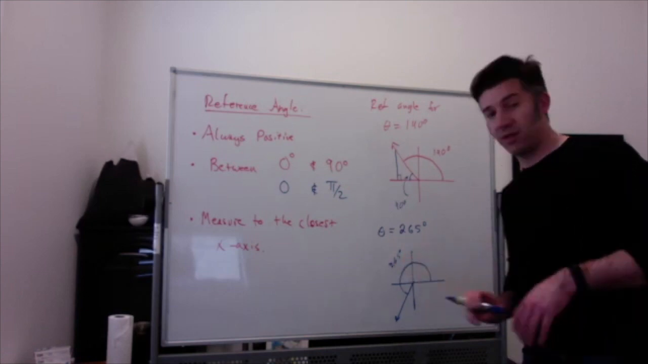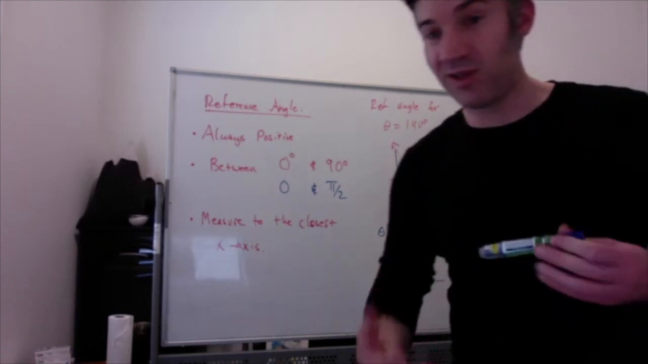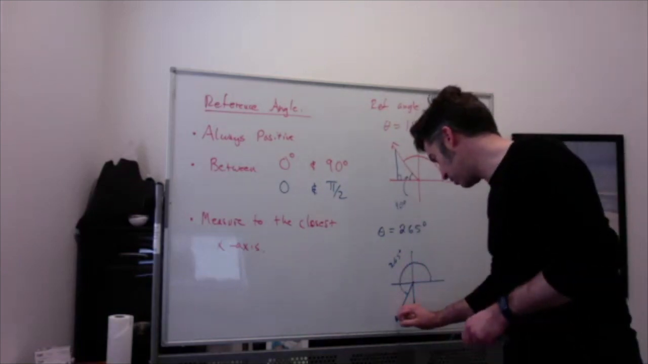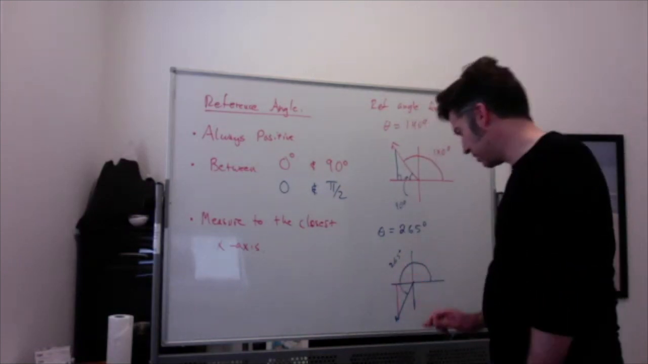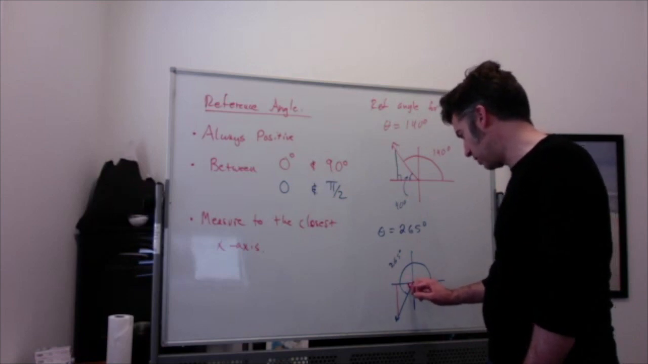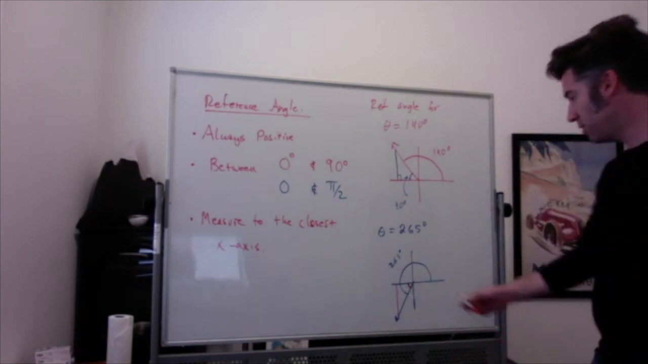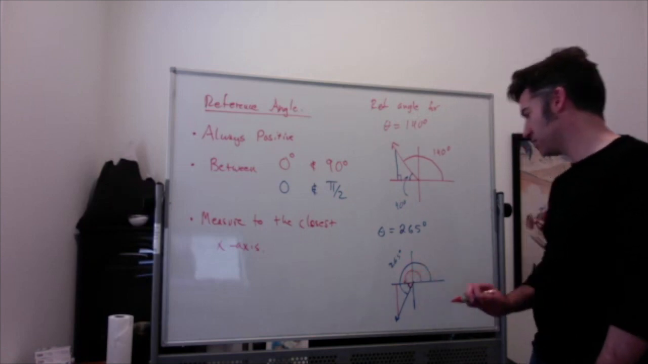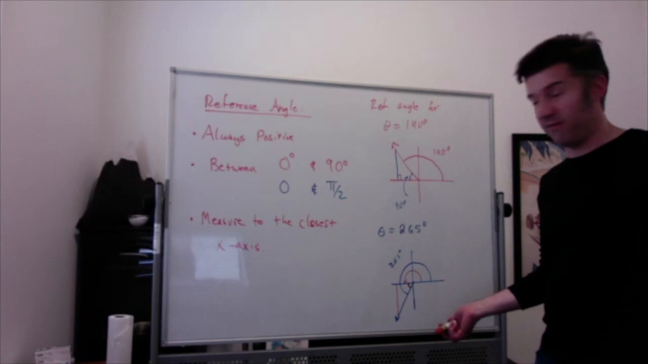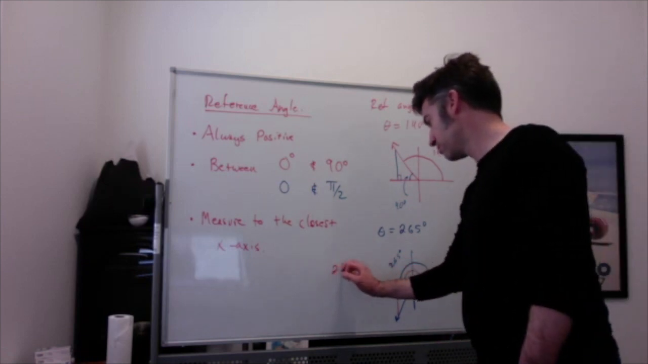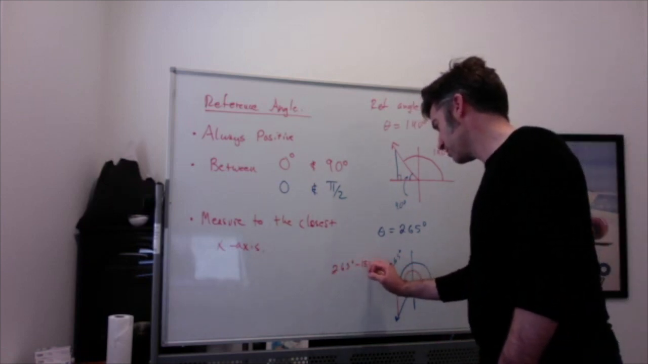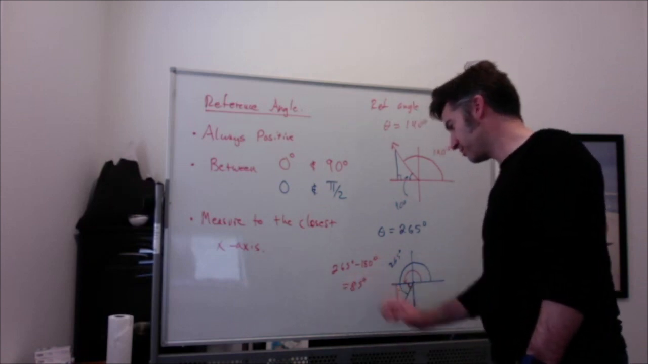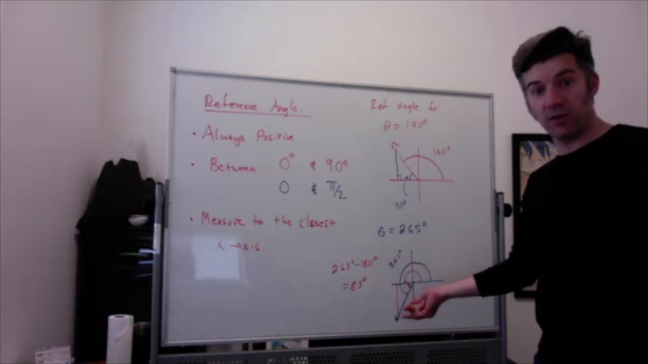And now here's the important thing to remember. We are never going to the y-axis. We are always going to the x-axis. So I drop a perpendicular to the x-axis. And I'm asking, what's this angle here? Well, this is 265. This is 180. So it's the difference. It's 265 minus 180, which is going to be 85 degrees. So the reference angle here would be 85 degrees.